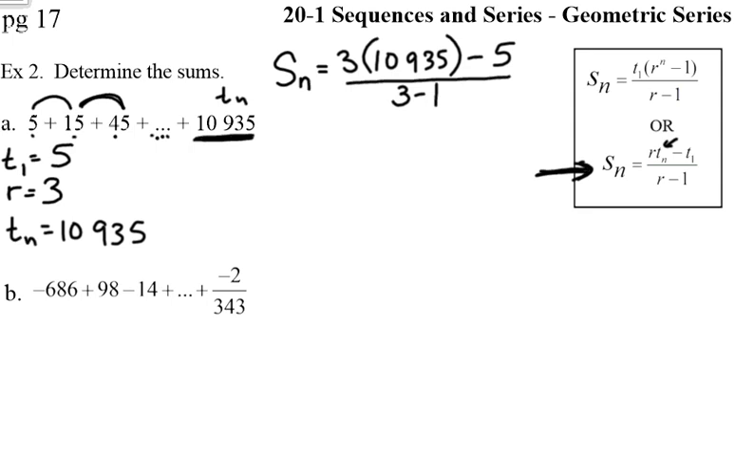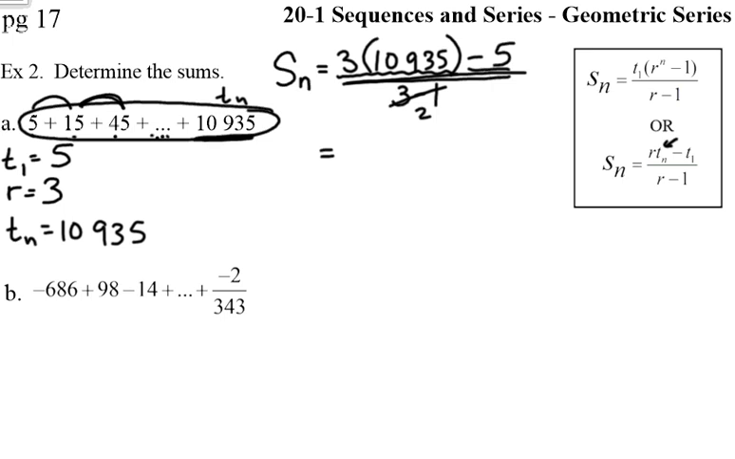Again, lots of steps, fractional form, a lot more work than just punching in two numbers. Break it down on your calculator. If you want to punch it all in at once, you go for it. I don't trust myself. I'm going to multiply, and then I'm going to subtract, and then I'm going to divide all of that by 3 minus 1, which is just 2. 3 times 10,935 minus 5 divided by 2, our S of N for this particular series is 16,400. There's the sum of the values.